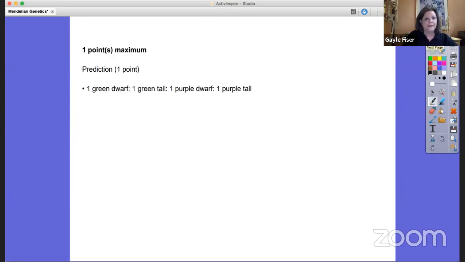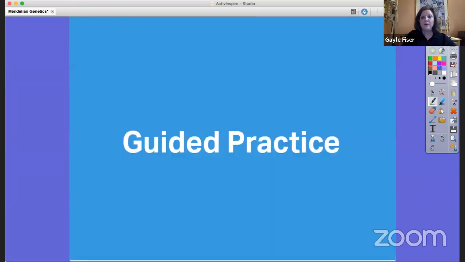All right, blank page because I thought I might need it. So here's our scoring guideline. We had 1 green dwarf, 1 green tall, 1 purple dwarf, and 1 purple tall. All right, so we're going to go through.